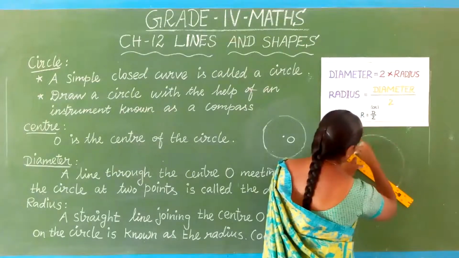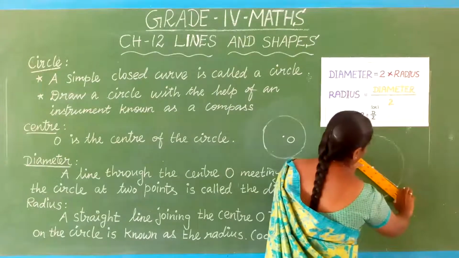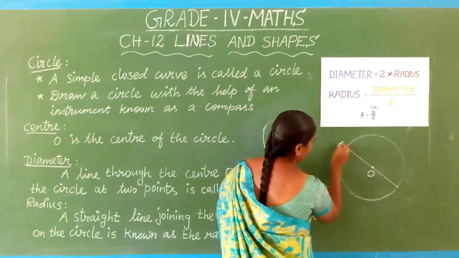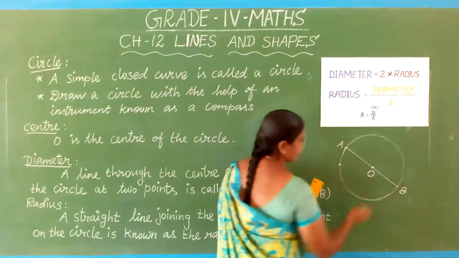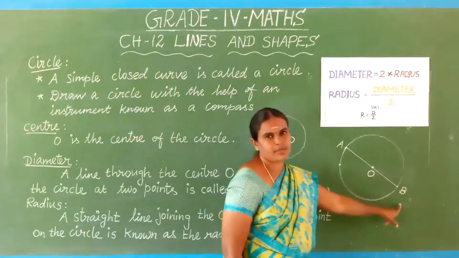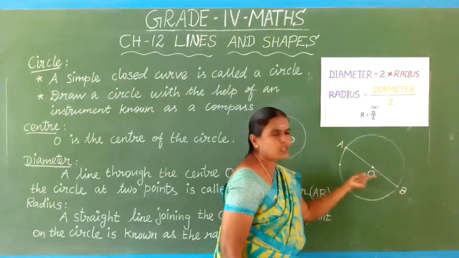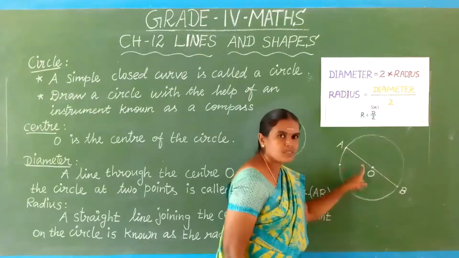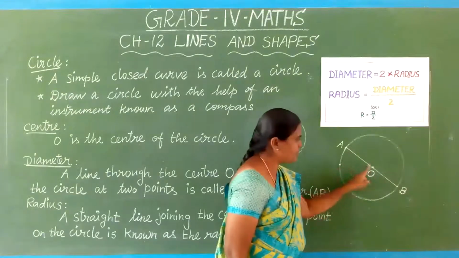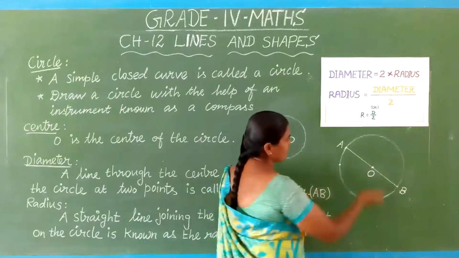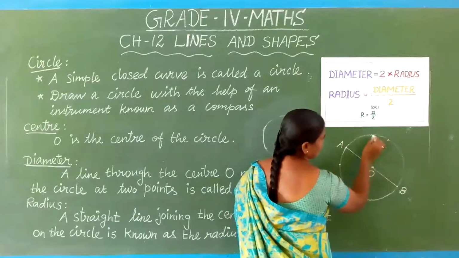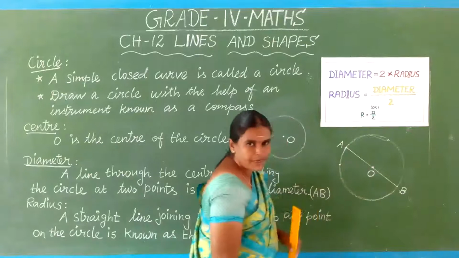So here draw one line. This is A, B. AB is called the diameter. Diameter means take any 2 points on the circle passing through the center. But if we take any 2 points here, this is not a diameter.